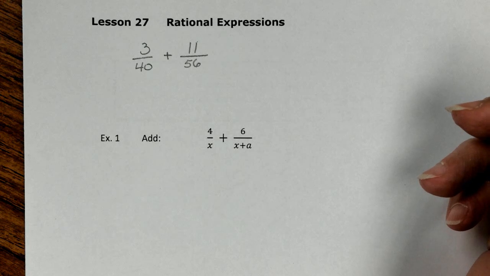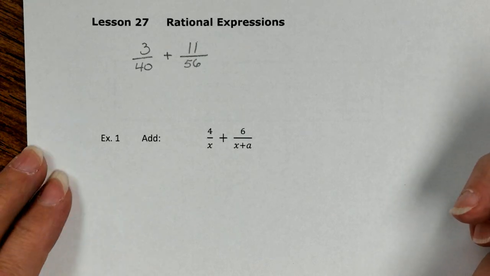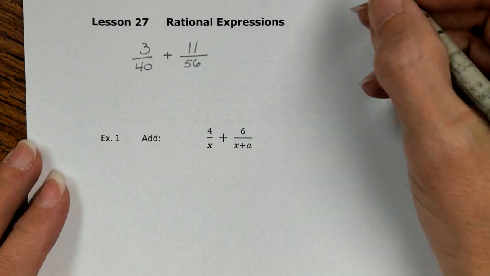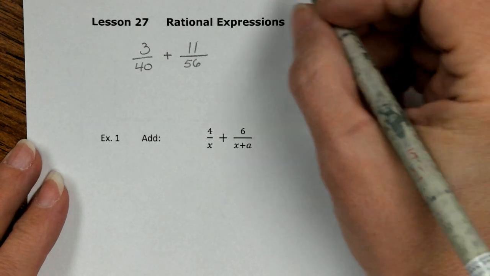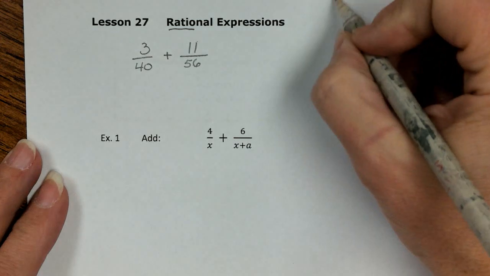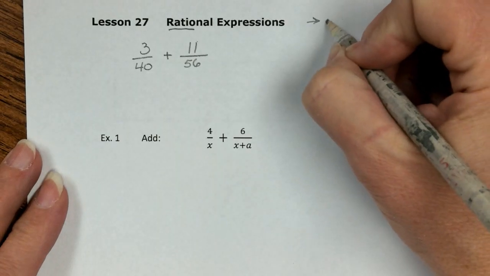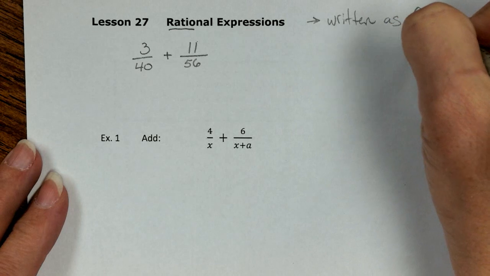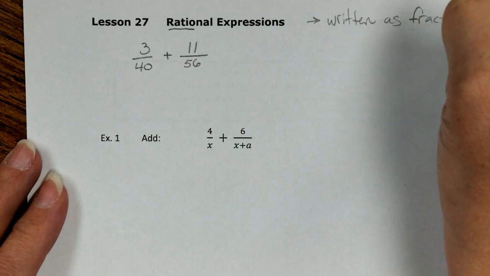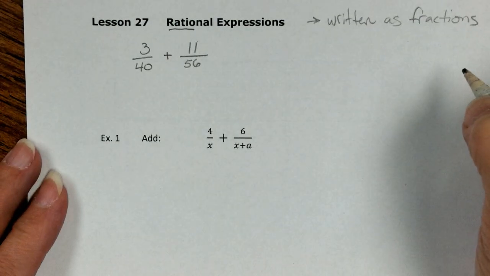Algebra 2, Lesson 27 is about rational expressions. Rational just refers to something that can be written as a fraction, as a ratio. So these are written as fractions. And as you can see in these examples, we're going to be adding and subtracting fractions.